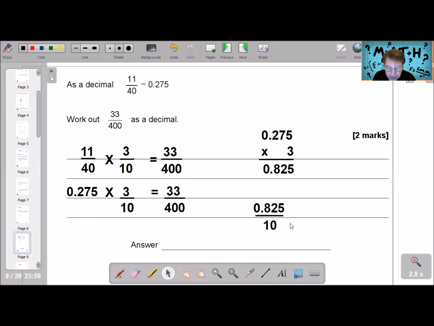So I've rewritten it down here. And obviously, again, a little calculation should be able to do. Just a case of moving the decimal point one place back to the left there to make the number smaller. So there you have it. Using the information to start with, 11 over 40 equals 0.275. You can quite straightforward work out 33 over 400 is going to be 0.0825.